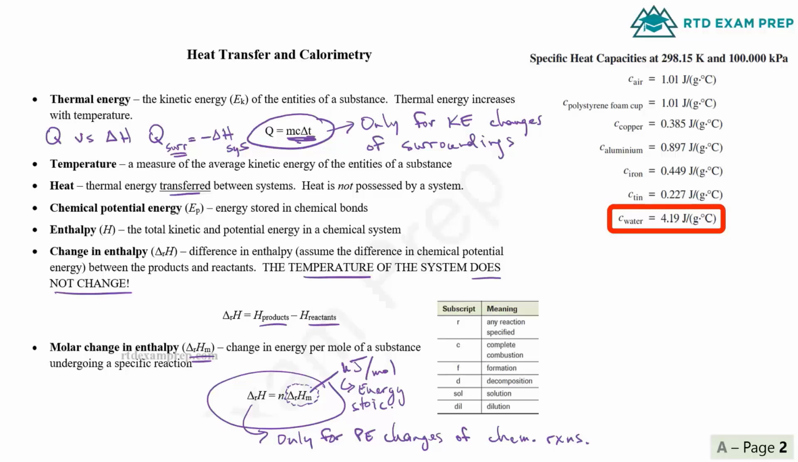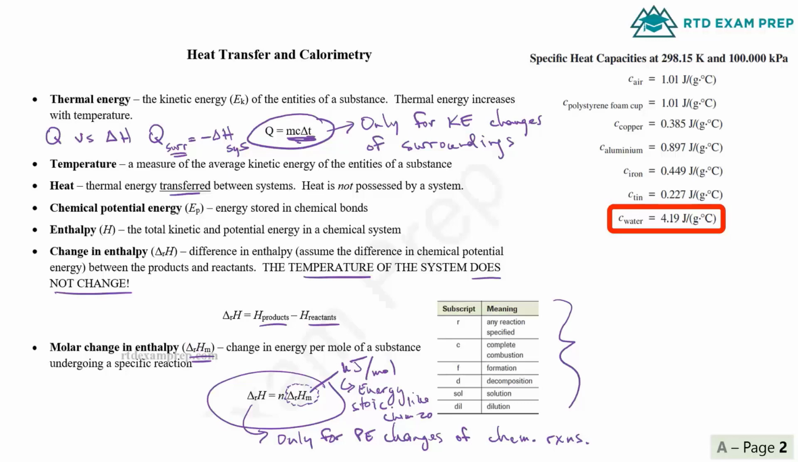It's kind of like what we see in Chem 20. If you notice, we have various subscripts. Over here, for example, after the delta, we have this letter R. And in this table here, we list off what the various subscripts mean. So if an R is placed after the delta, we're talking about any reaction specified.